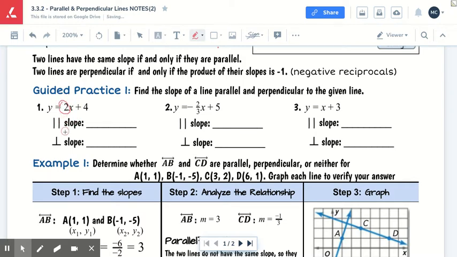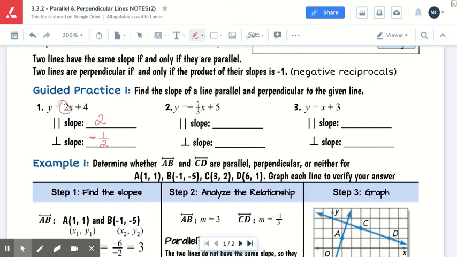So here our coefficient of x is 2. For a parallel line, that would mean that a parallel line also has to have a slope of 2. And for the perpendicular line, the slope would have to be the negative reciprocal of that. So since this is a positive 2, the negative reciprocal would be negative, and then reciprocal just means you flip the fraction. So 2 flipped would be 1/2. So the slope of a perpendicular line to this one would be -1/2.